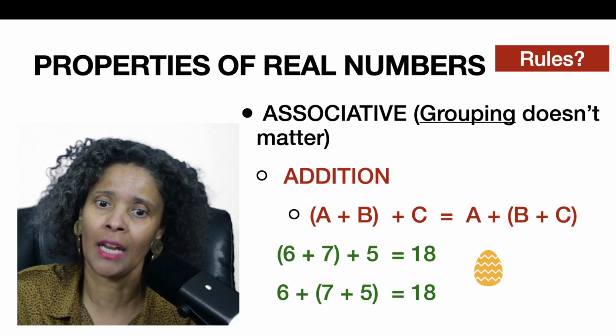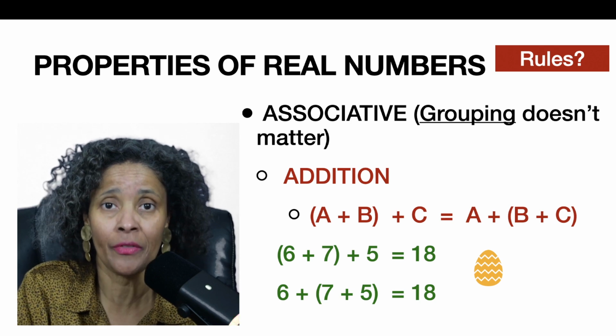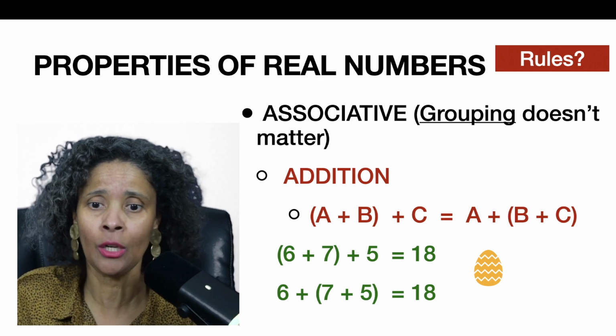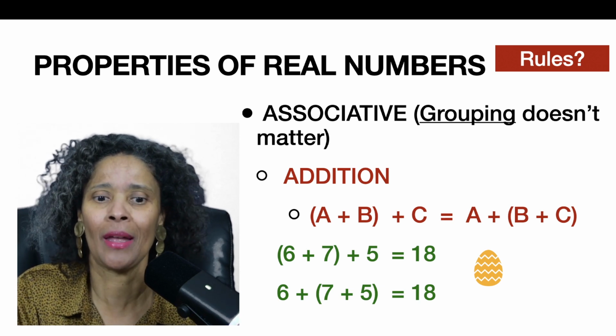I'm going to have 12. Then I have another 6 eggs sitting out. That's going to still be 18. So no matter if I do 6 plus 7 first and then I add 5, I'm going to get 18. Or if I do 7 plus 5 first and then I add 6, I'm still going to get 18. It's going to give me the same answer, the same result.